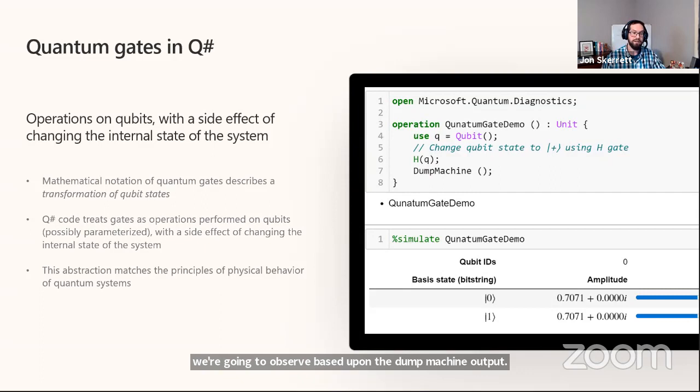And as you see here, that dump machine indeed shows us that the amplitude of both 0 and 1 states is just 1 over the square root of 2. So this is just what the math promised us. So we know how to allocate our qubits, and we know how to make transformations on their state. But so far, we didn't do anything that allows us to get information out of the system.